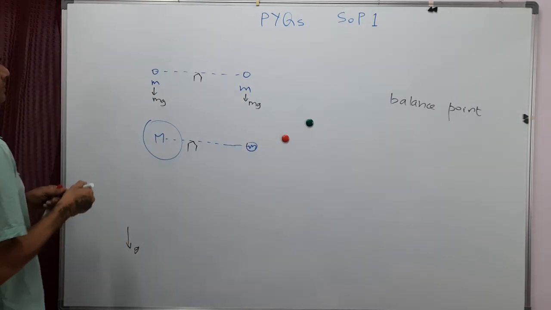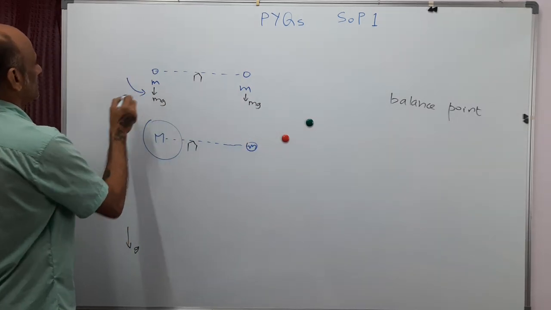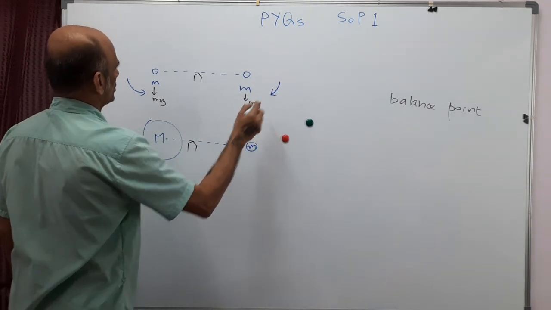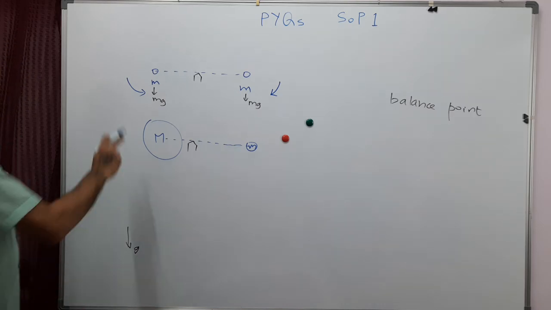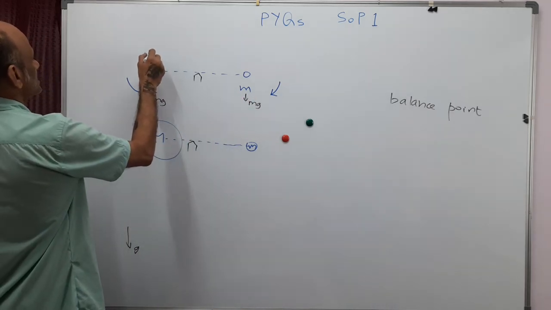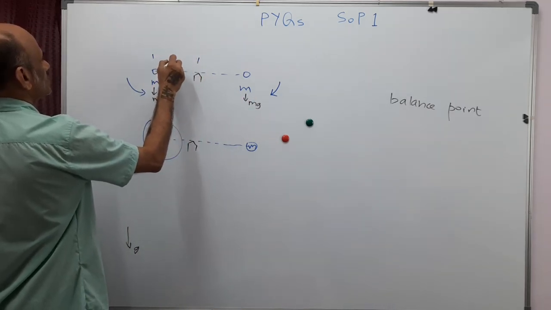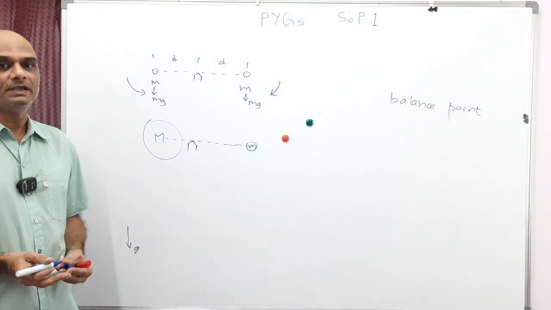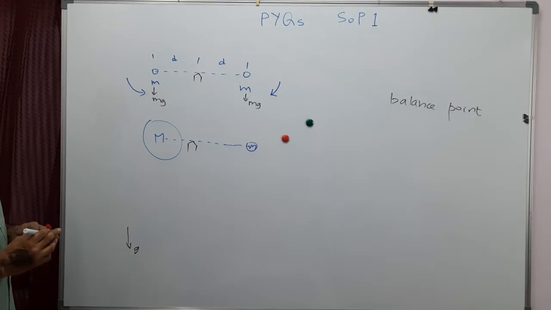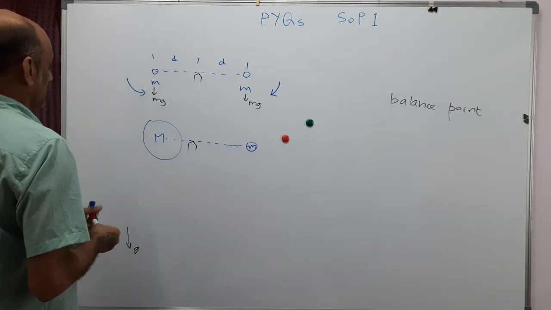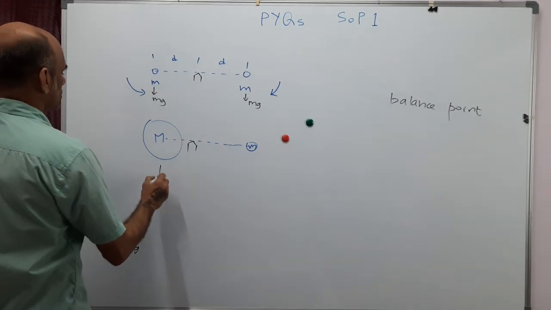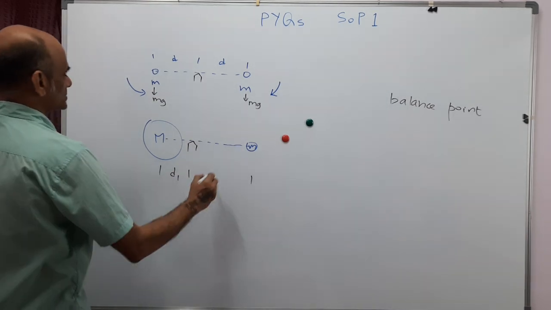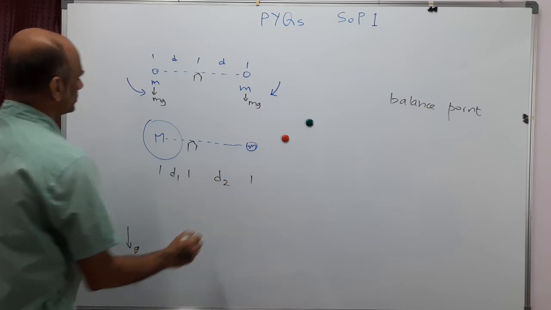So this force will produce a torque about this point in the anti-clockwise direction, and this weight will produce a torque in the clockwise direction about this balance point. So for these two torques to be equal, this distance and this distance should be the same, and let it be d. But if the masses are not equal, this distance will be d1, and the distance of this small mass from the balance point will be d2.